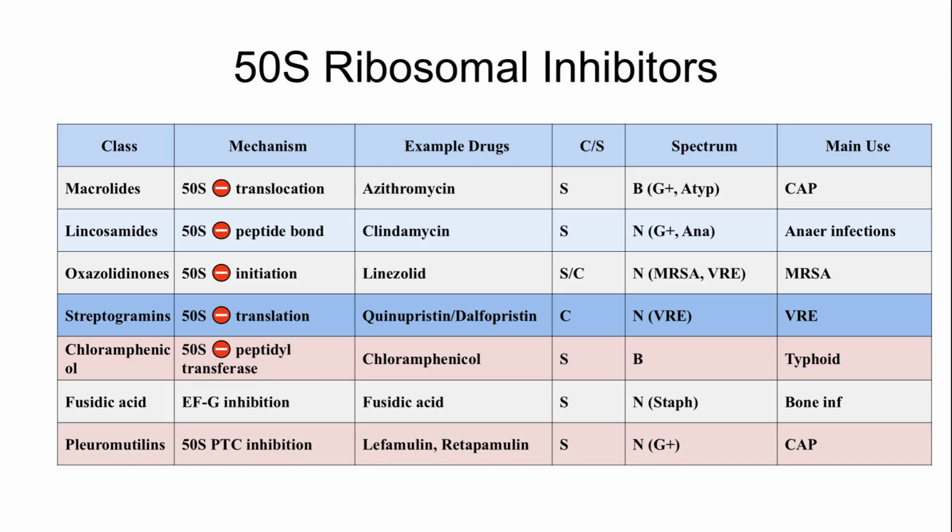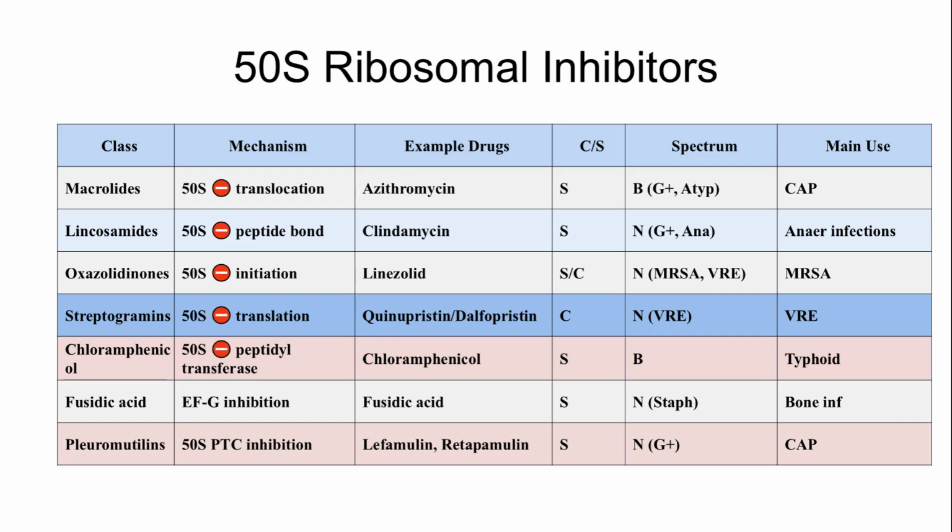Then comes fusidic acid, which is slightly different. It does not directly bind the ribosome but inhibits EFG, a factor required for translocation. So indirectly, it still blocks protein synthesis. It is mainly used in staphylococcal infections, especially bone infections. Finally, chloromutilins like lefamulin act again on the peptidyl transferase center, PTC, but at a unique site. These are newer drugs and used mainly in community-acquired pneumonia.